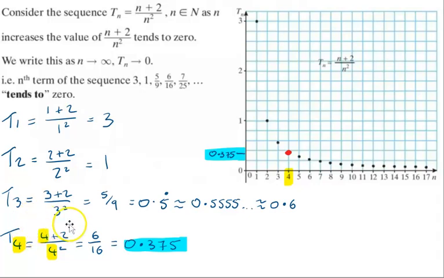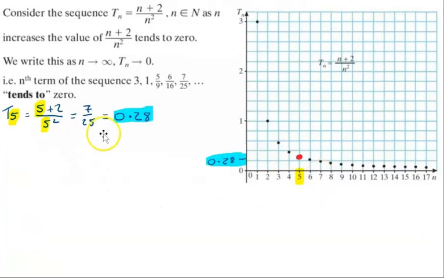So for T4, we get 4 plus 2 over 4 squared, which gives us 6 over 16, which is 0.375. So subbing in 4 into our nth term, we get an output of approximately 0.375. So that's going to be our red point there. Then T5 is 5 plus 2 over 5 squared, which is 7 over 25, which is 0.28. So subbing in 5 into our formula, into our nth term, we get an output of 0.28. So that's where that red dot comes from.